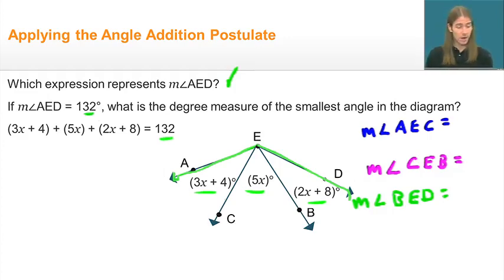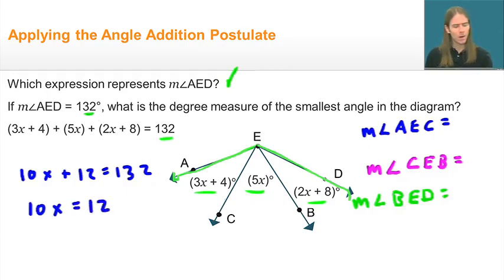When I solve for x, the first thing to do is combine like terms. I see that I have 10x plus 12 is equal to 132. Next, what I can do is subtract 12 from both sides by using the subtraction property of equality. And that gives me that 10x is equal to 120. Finally, I will divide both sides by 10, and that tells me that x equals 12.